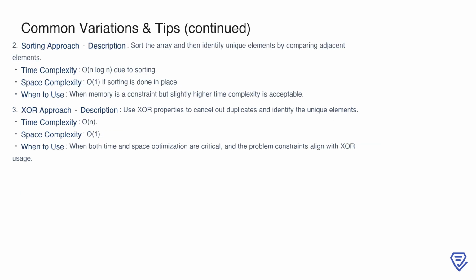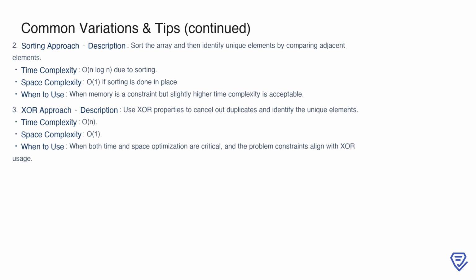You can also consider the sorting approach, where you sort the array and then compare adjacent elements to find the unique ones. While the time complexity here is O(n log n) due to sorting, the space complexity can be reduced to O(1) if the sorting is done in place. This makes it a good option when memory usage is a higher priority than achieving the best possible time complexity.